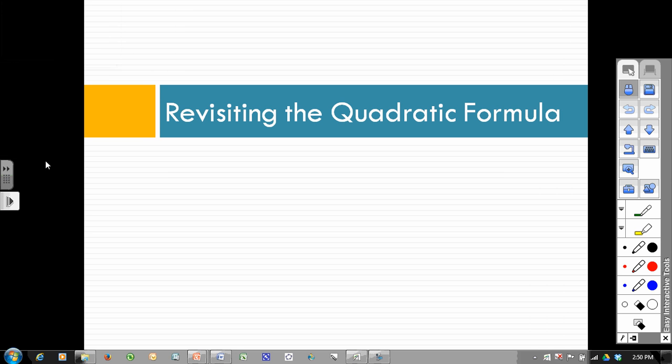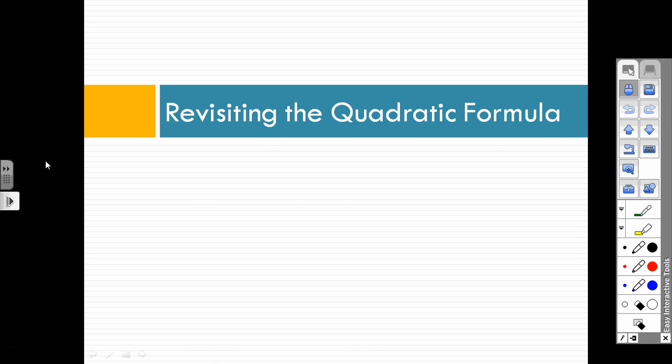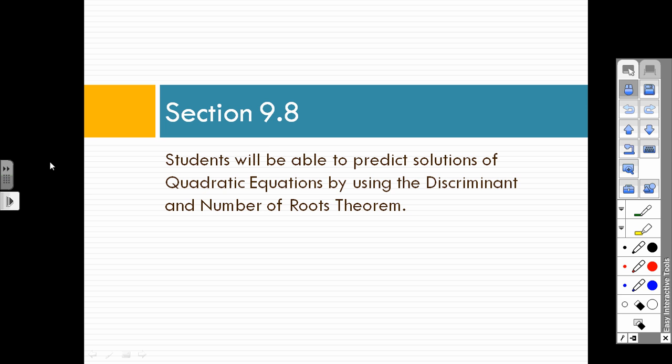Okay, so what we're going to do now is revisit the quadratic formula and take a look at some very specific topics related to it. The first of which, we're going to take a look at the discriminant and then look at the number of roots theorem to be able to figure out how many solutions we're actually going to get to a quadratic equation.